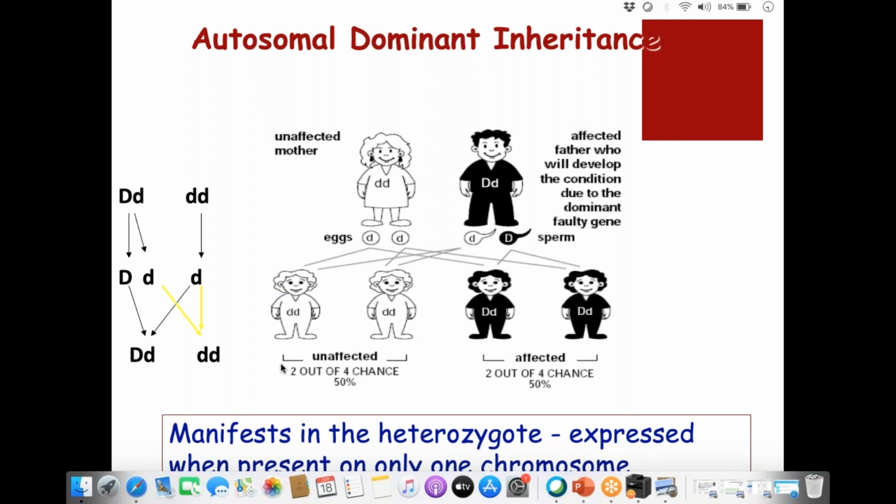Every pregnancy has a 50% chance, and chance has no memory.